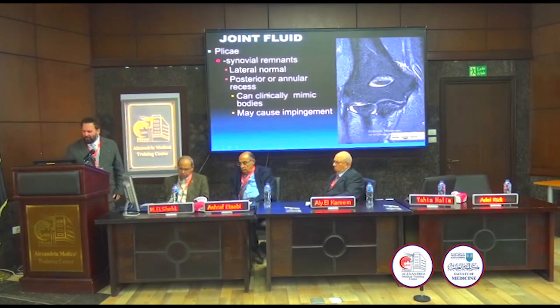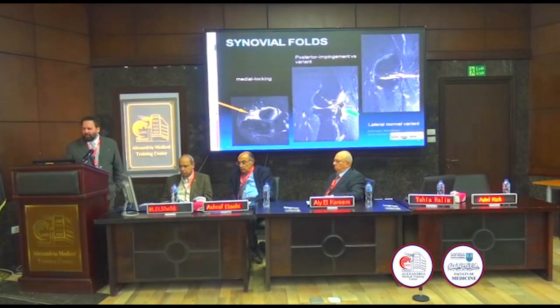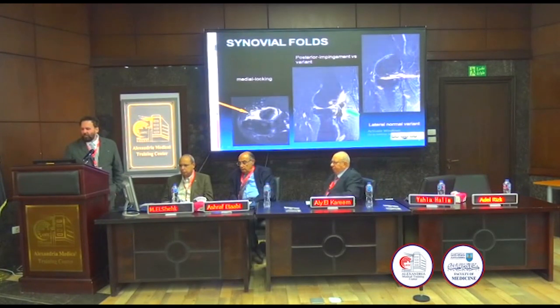That's a normal synovial remnant. If you see something posteriorly here, that's also a synovial remnant, not normal. We'll get to that in a second. So, this is the normal one, looks like a meniscus. The posterior one and the medial one, the one by the annular recess, are abnormal. They're still remnants. But if you see them, it means they're thickened and hypertrophied, and they lock and catch.